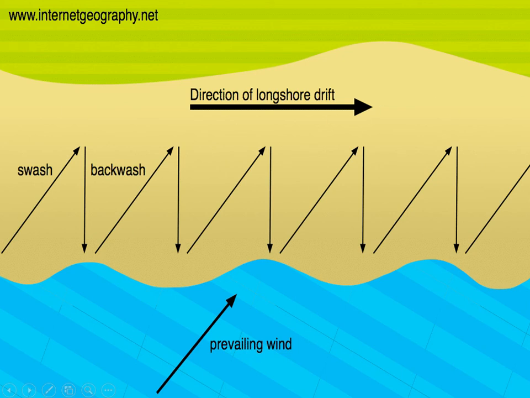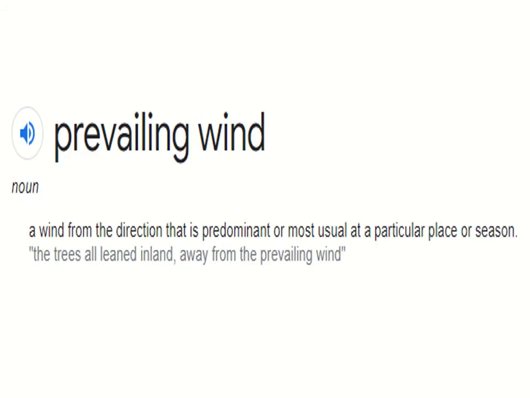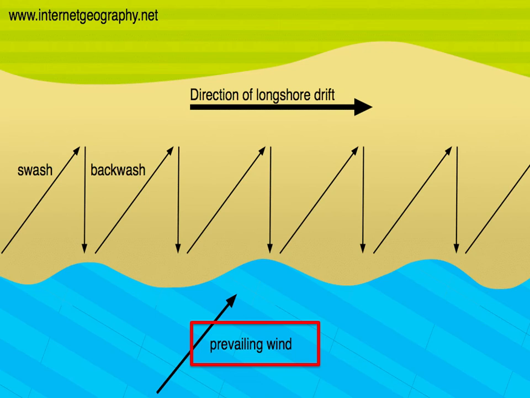And there's one more word on here that I'm not sure if we've seen before, and that word is the prevailing wind. Now, the prevailing wind is the direction from the wind that is most predominant. So, for example, if the wind is blowing northwest for 75% of the day, that wind would be known as the prevailing wind. So, for longshore drift to happen, we need to have a wind that is blowing in that direction.